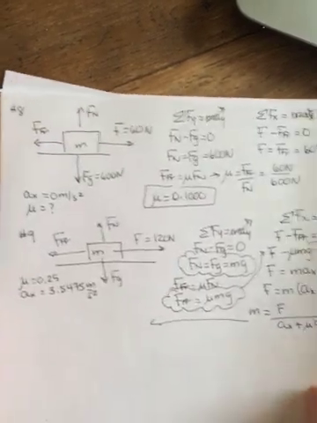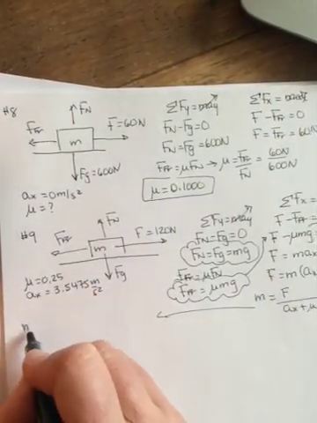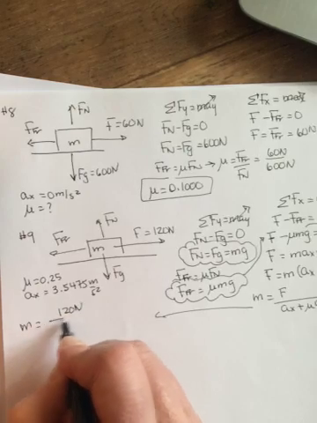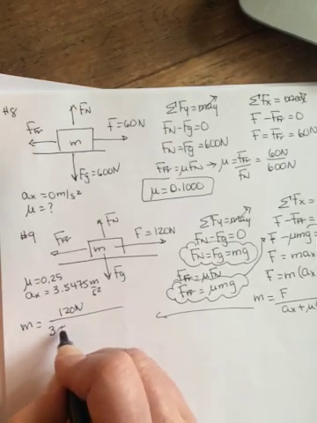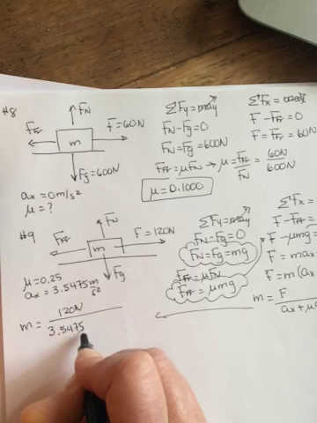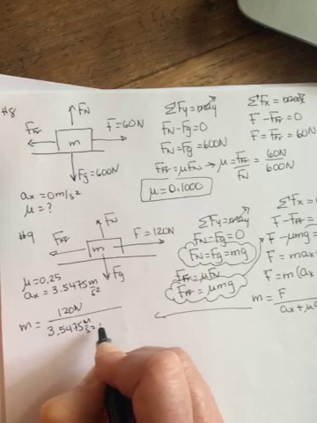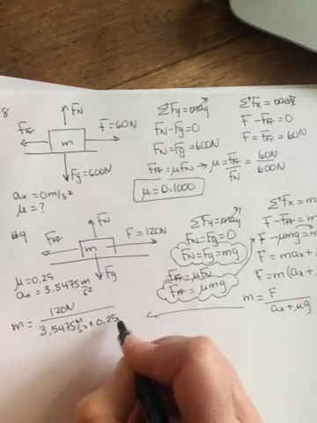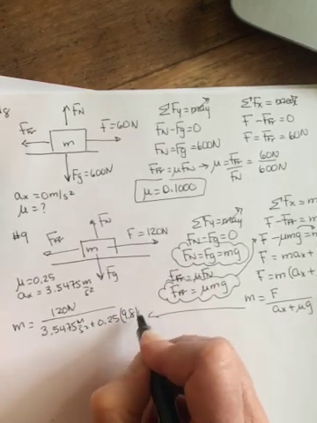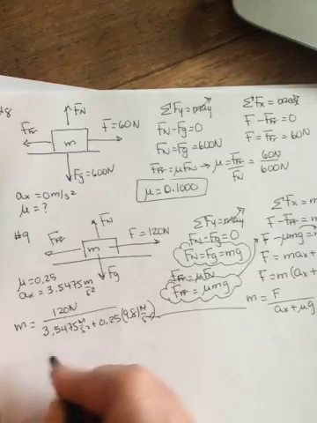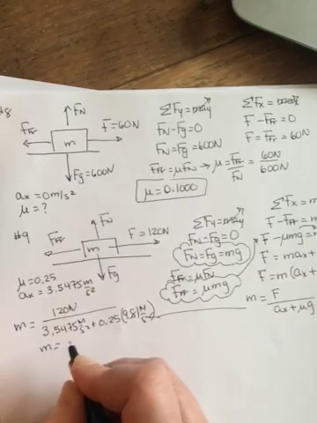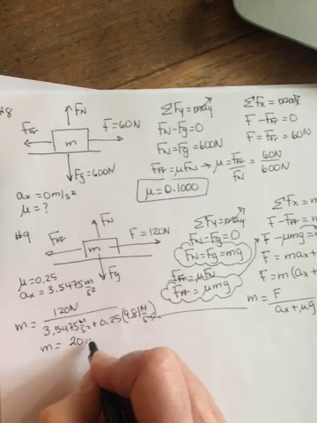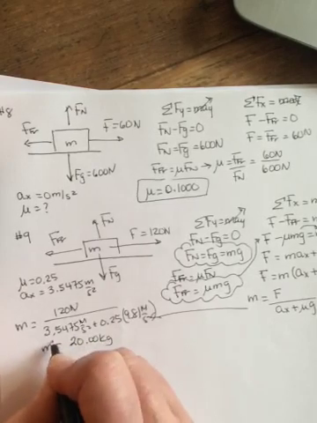And now fill your numbers in. So we have m is equal to, on the top, 120 newtons. On the bottom, 3.5475 meters per second squared, plus mu 0.25 times g 9.81 meters per second squared. And when you do the math, you should get 20 kilograms.